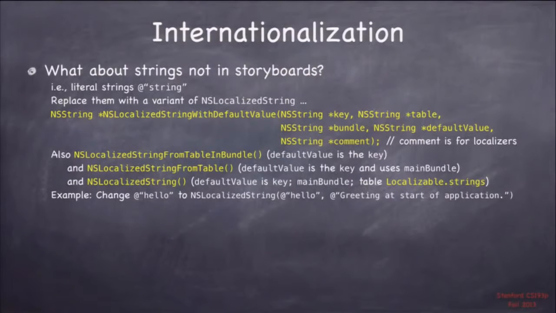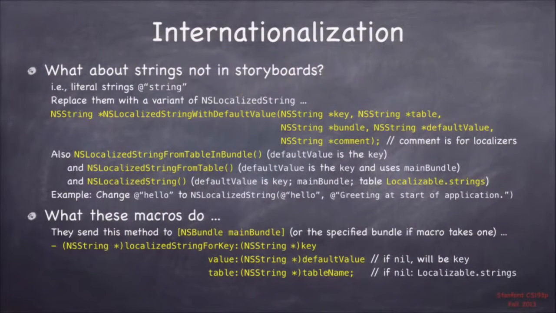So for example, if you had the literal string @"hello" in your app, and that is going to appear in the UI, then you would change that to NSLocalizedString(@"hello", and then the last argument there is a comment to the localizers. You can assume the localizers speak your language, whatever your base language is, and you're giving them a comment. You're telling them, what is this hello? Where does it appear? What's its environment? Here I'm saying it's a greeting at the start of the application, so the person would know in French to make that be bonjour or whatever.